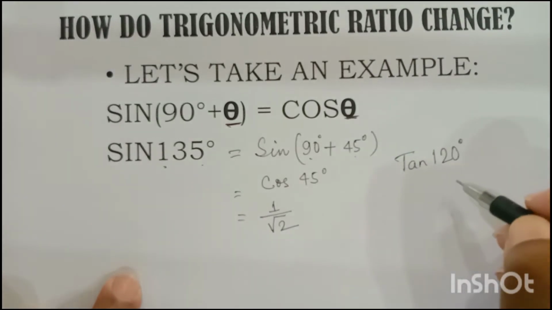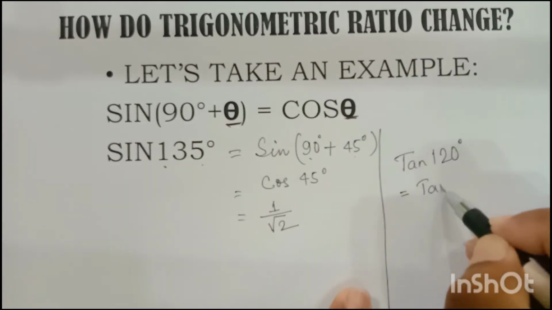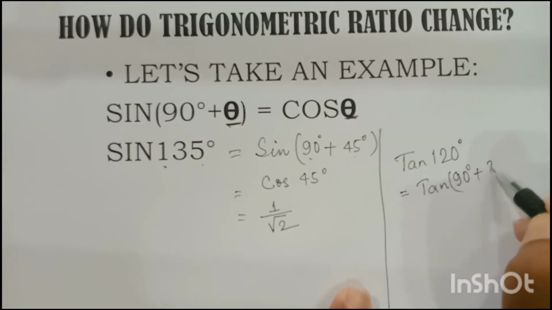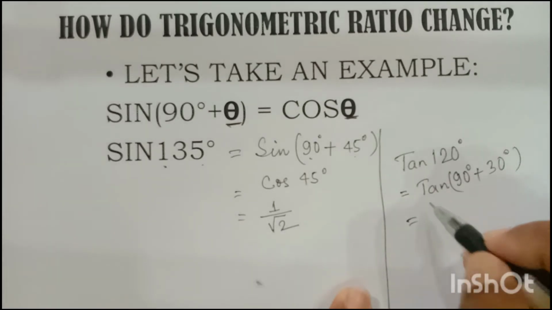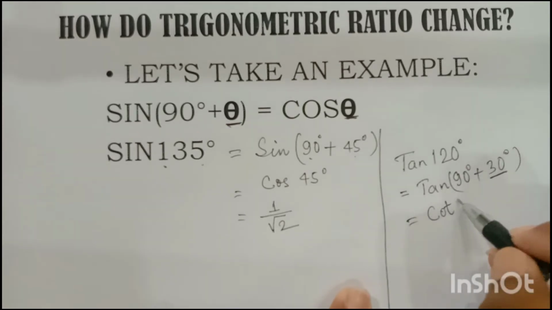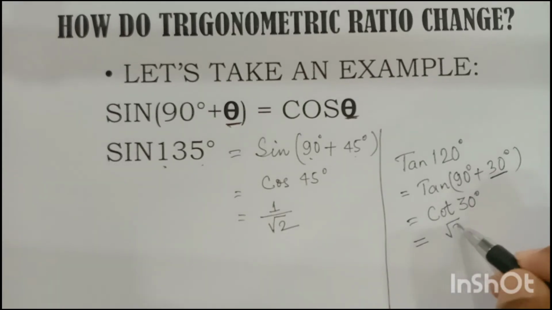Like if I say tan 120 degree. What about 120 degree? So tan 120 degree, I can write it as 90 degree plus 30 degree. So tan changes to cot. Here it's cot, and what is the angle? Something angle, that is 30 degree. So cot 30 degree is how much? Cot 30 degree is root 3.